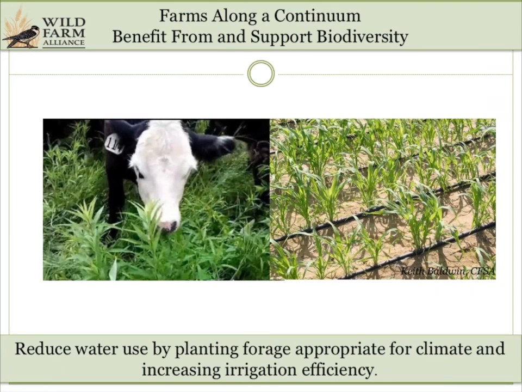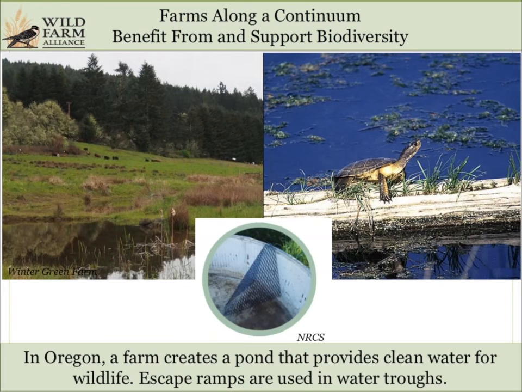Providing water for more than just the production is a good thing to help support wildlife and the other native plants in natural areas on and around the farm. But that means that reducing water use may be part of the picture, especially in places where there are droughts. So selecting forage plants that are appropriate for the climate in livestock operations and or increasing irrigation efficiency with drip and microsprinkler can help with that.